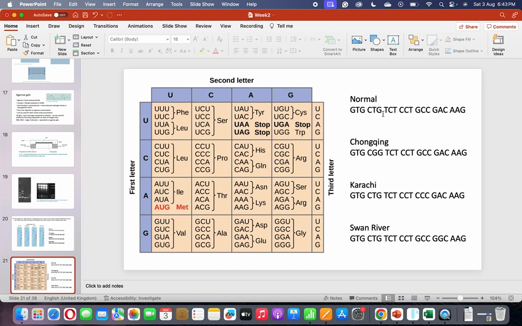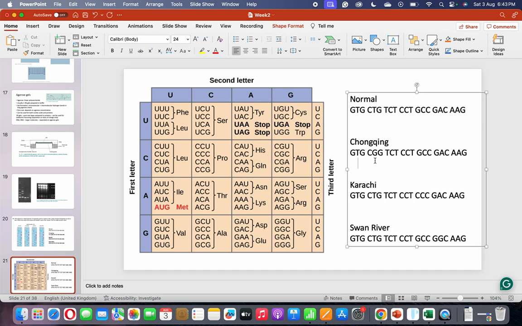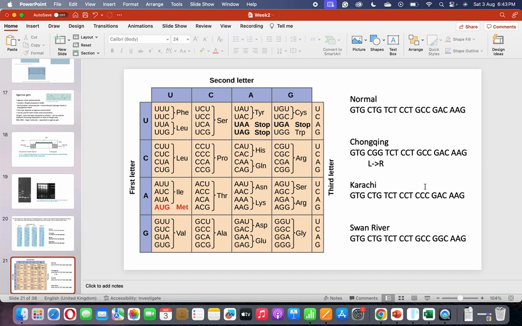So in Chongqing, CTG has become CGG. CTG, which is a leucine, has become CGG, which is arginine. Okay, so leucine has become arginine.